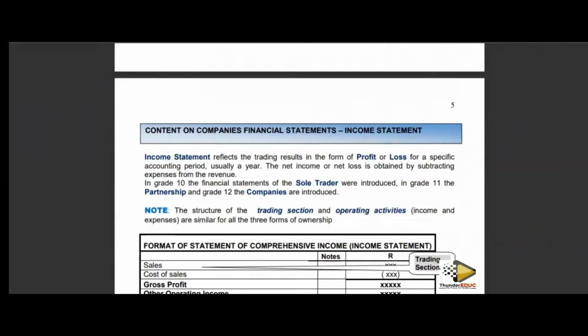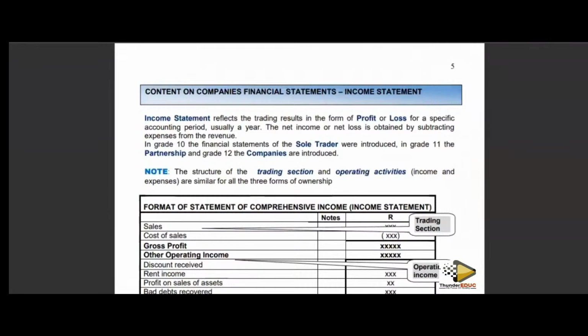Our first topic in term 1 has to do with the income statement. Remember, this is not new to you. We introduced it in grade 10. Now, when we go to grade 12, term 1 expects us to do financial statements about companies. In grade 10, you do sole trade accounting. Then in grade 11, we do partnerships and manufacturing accounting, as you saw. Then in grade 12, this is where I will introduce you to companies' financial statements.